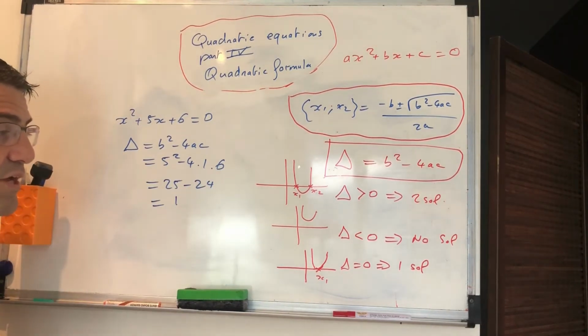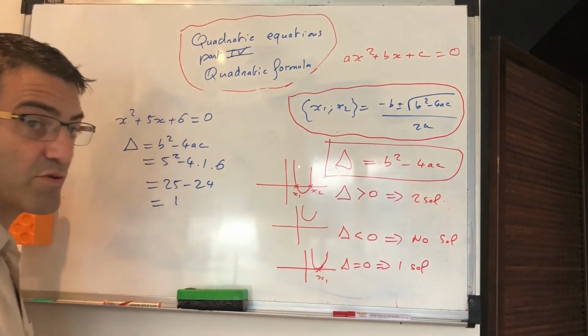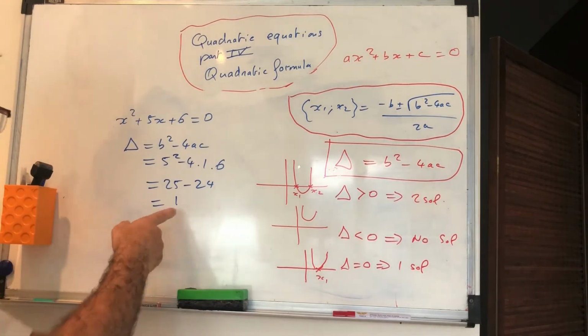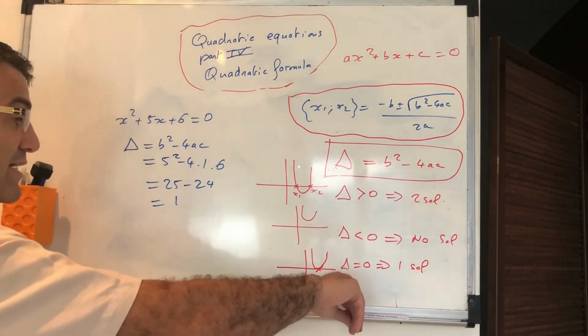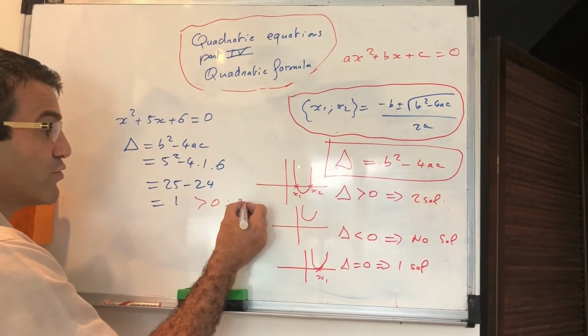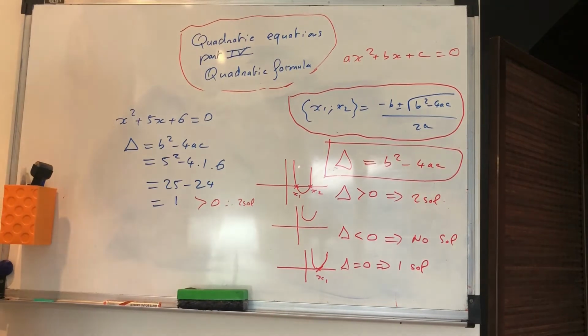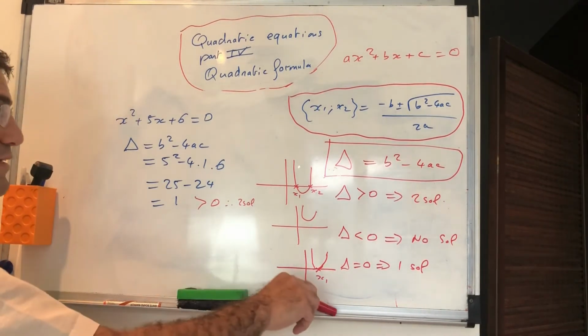And now you can ask yourself, is 1 a positive value? Is it a negative value? Or is it a 0 value? Well, 1 is a positive value. So you can say delta is positive. Therefore, we have 2 solutions. Okay, we're in this case. This is the 2 intersections case.